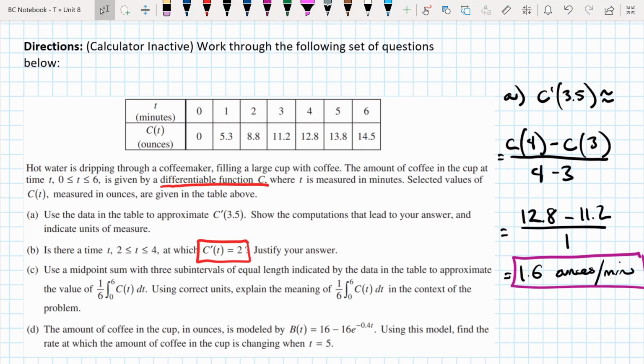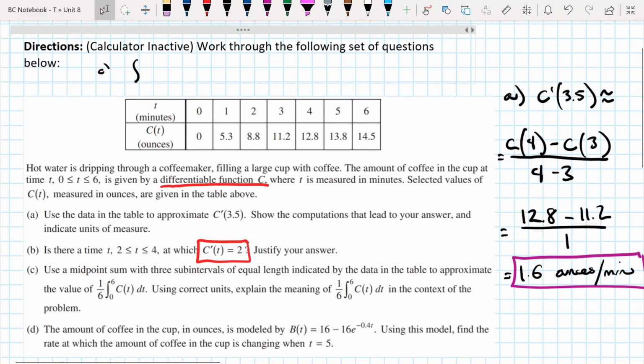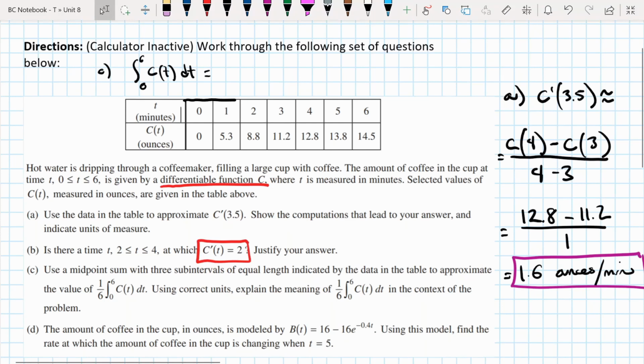So I'm going to go back up. The midpoint sum, and I'll rewrite this down below, is basically saying that the value of the integral from 0 to 6 of C of t dt is going to be equal to the sum of 3 rectangles. Here's one rectangle, from 0 to 2. The base of that rectangle is 2, and then we want the C value at 1 because we're using a midpoint sum. So that's going to be these values in the middle.